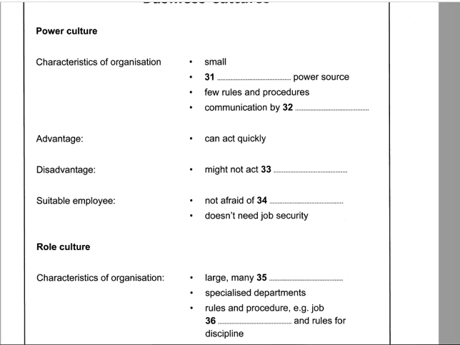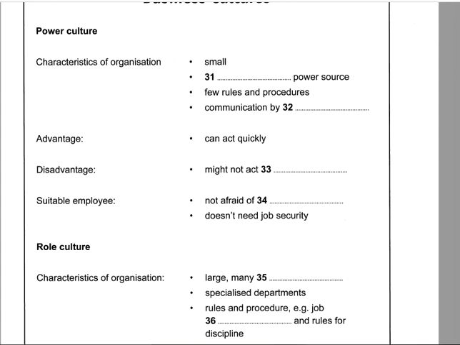One well-known writer has classified company cultures by identifying 4 major types. The first type is called the power culture, and it's usually found in small organizations. It's the type of culture that needs a central source of power to be effective. And because control is in the hands of just 1 or 2 people, there aren't many rules or procedures. Another characteristic is that communication usually takes the form of conversations rather than, say, formal meetings or written memos.